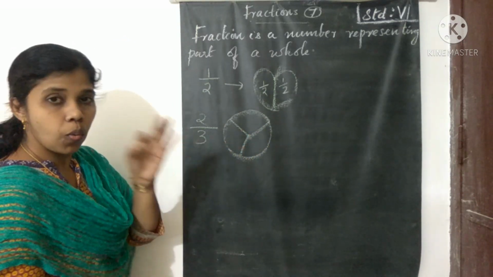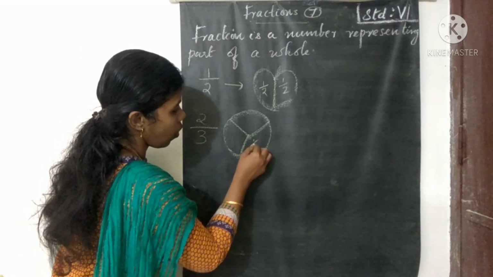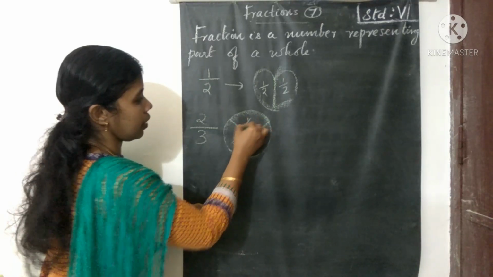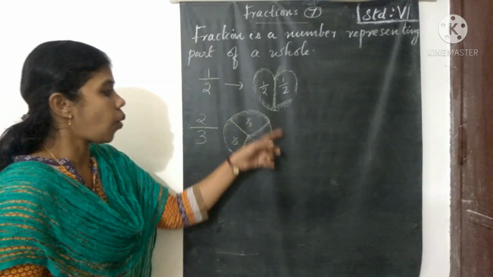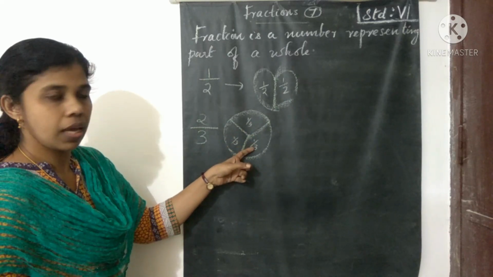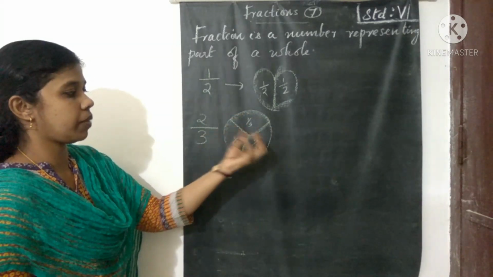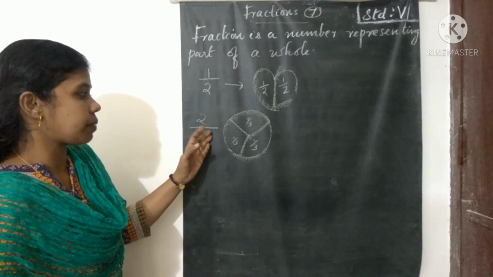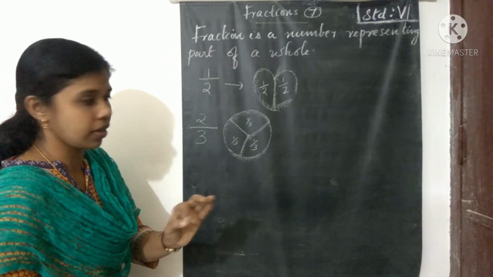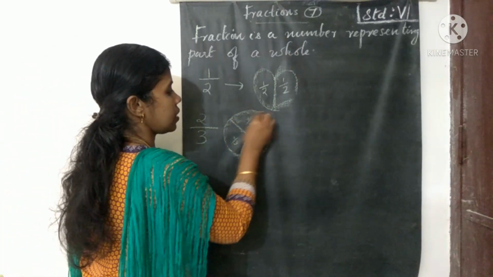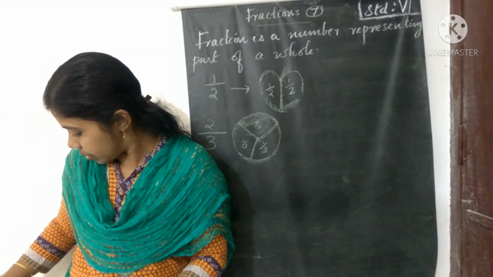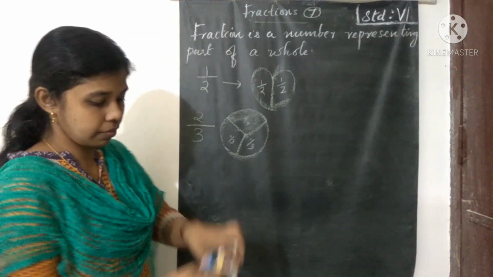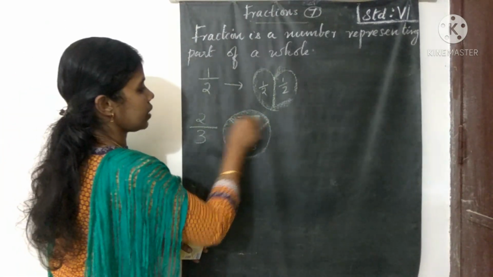Each part is called what? 1 by 3. Each part is called 1 by 3. 1 by 3 means what? Here total number of parts is 1, 2, 3. How many parts taken? 1 part each. But here we represent the fraction 2 by 3. So here 2 parts are taken from this.